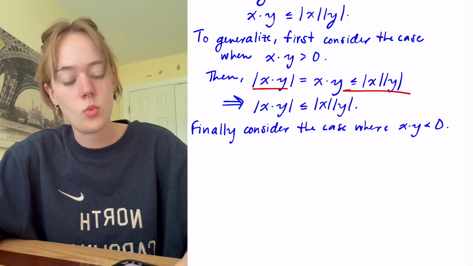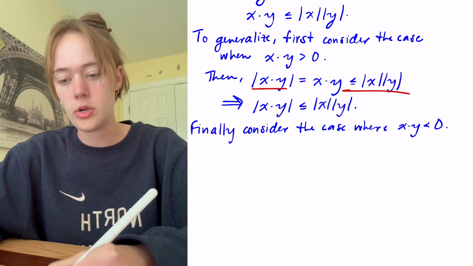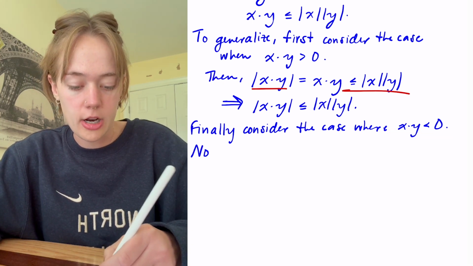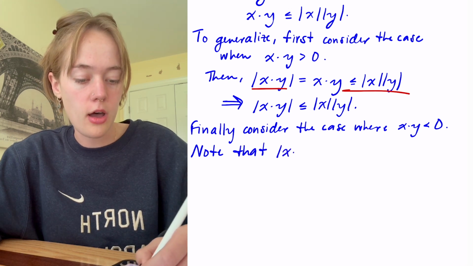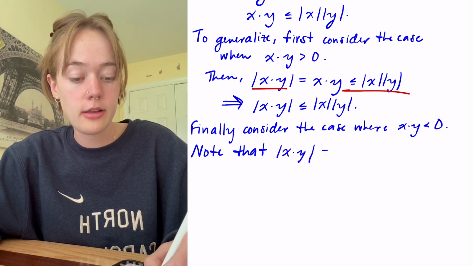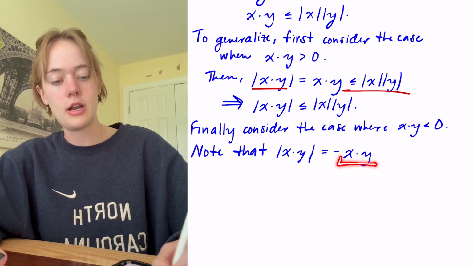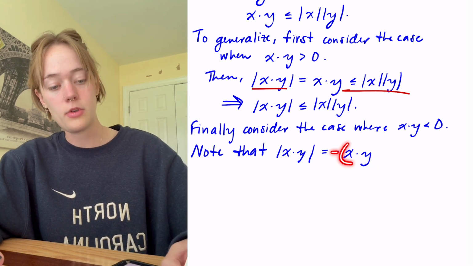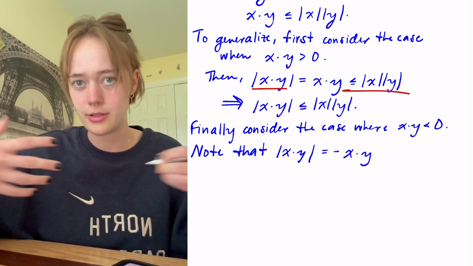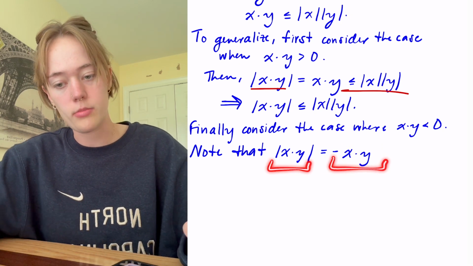Next, we're going to do the case where x dotted with y is less than 0. So in this case, we're going to first make an observation that the magnitude of x dotted with y is going to be exactly equal to negative x dotted with y, because this is already a negative quantity. So if we say negative this, it's going to be positive. So that's going to have the same value on both sides.